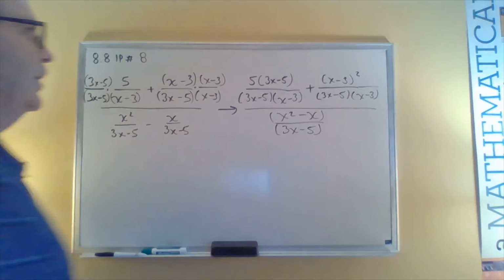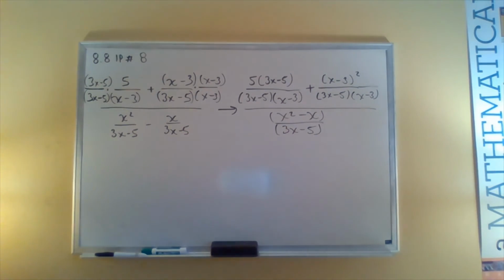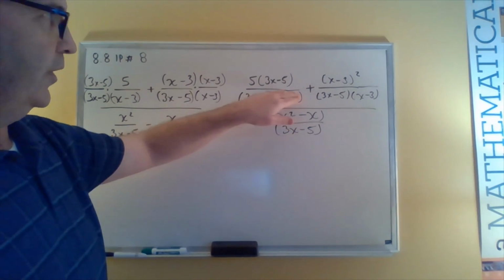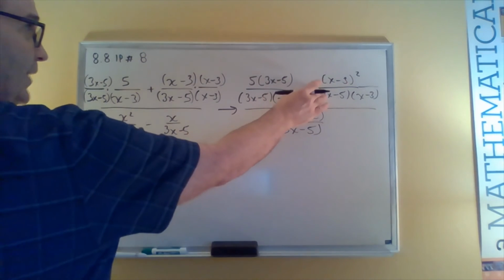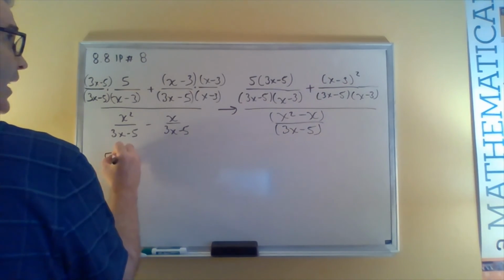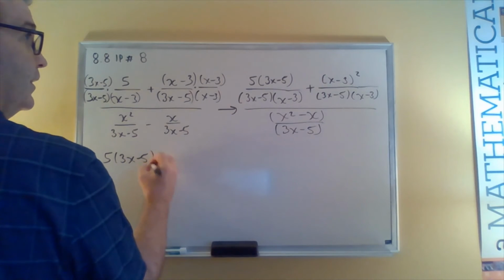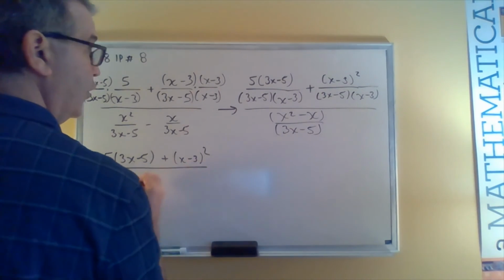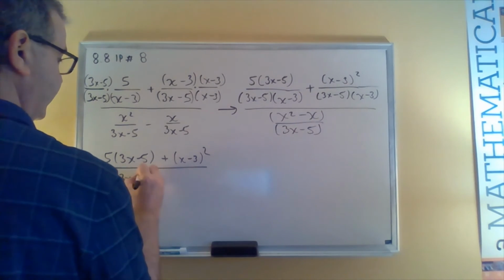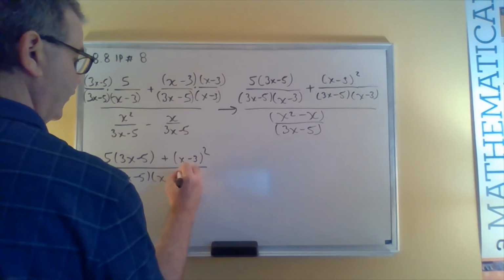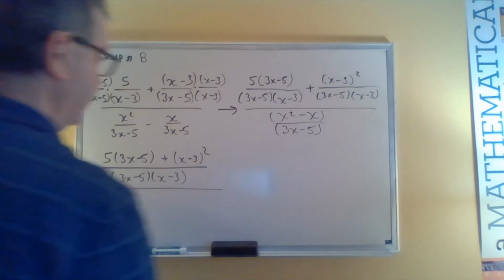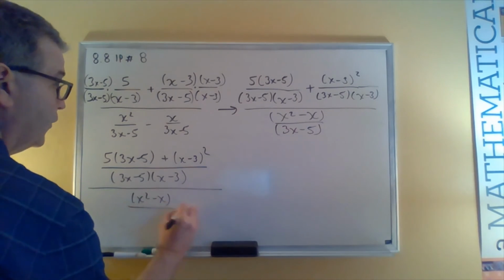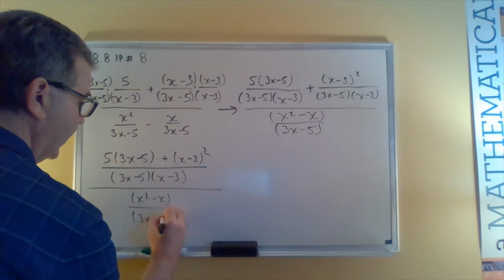Again, I'm putting parentheses around everything here. All right, so I got one single fraction in the denominator. I got two fractions with common denominators up top here. So I'm going to combine these two fractions. So I'll end up with 5 times 3x minus 5 plus x minus 3 squared, all over 3x minus 5, x minus 3. And my denominator is still x squared minus x over 3x minus 5.